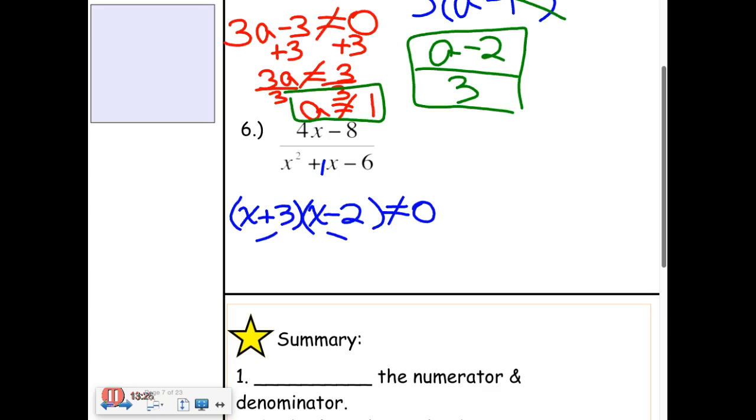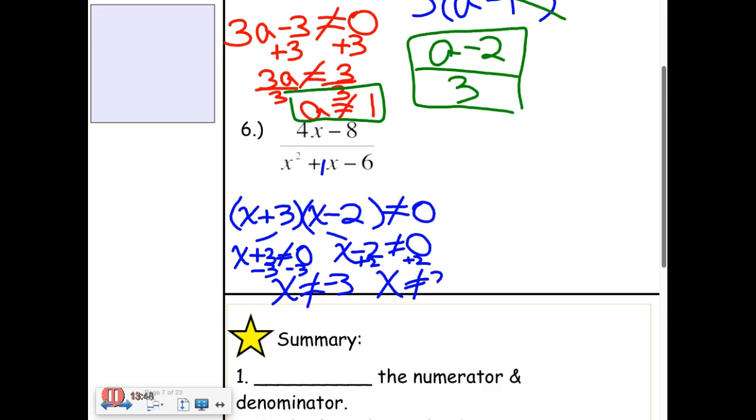From here, then we're going to solve both of these. I have x plus 3 cannot equal 0. And I have x minus 2 cannot equal 0. And from here, we're going to solve them. So I'm going to minus 3, minus 3. So x cannot equal negative 3. And I'm going to add 2, and x cannot equal positive 2. Okay, so that was our first thing, to find our excluded values.